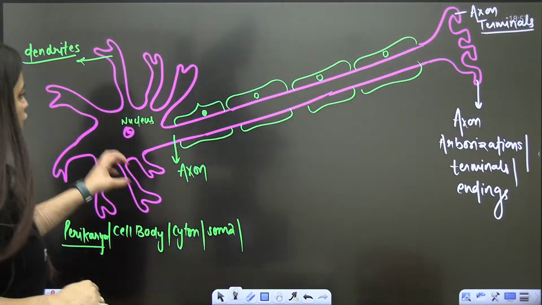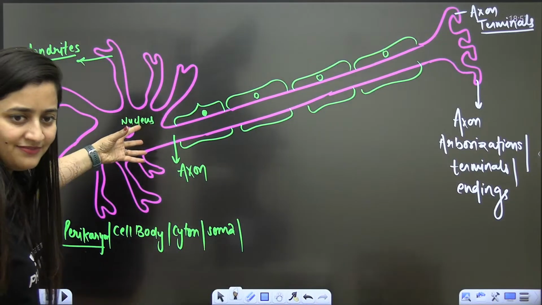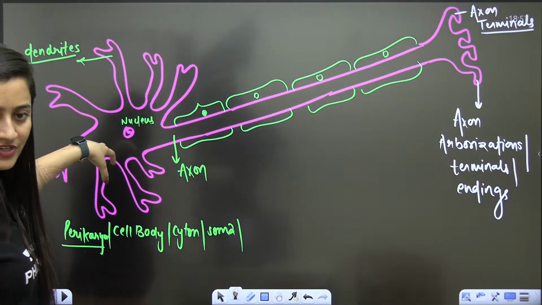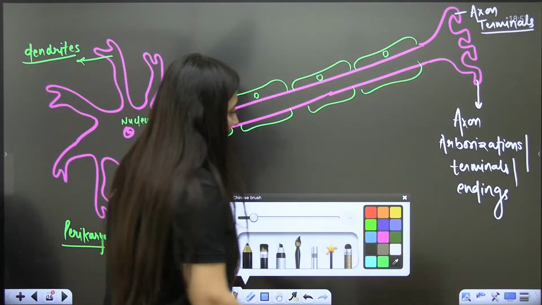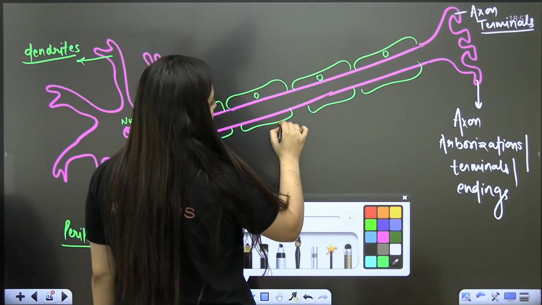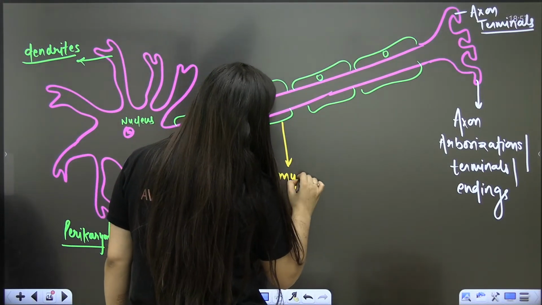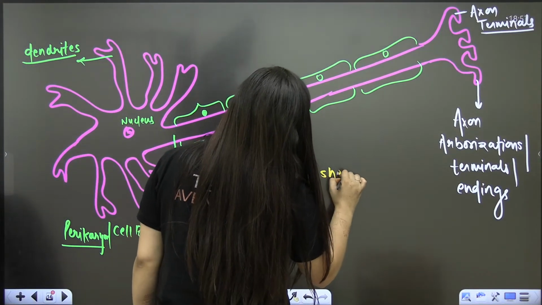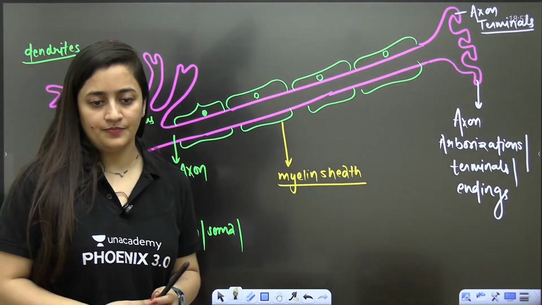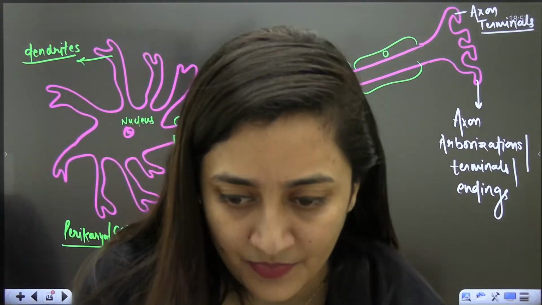Are you getting my point? So the nucleus is there, obviously cytoplasm will be there, we'll call it neuroplasm, then these dendrites, and the cylindrical structure is the axon, right? And now if you see, this is a kind of covering. We use the word myelin sheath for it. I'll explain it in detail, please pay attention. Just imagine it is something like that. I'm telling you now.